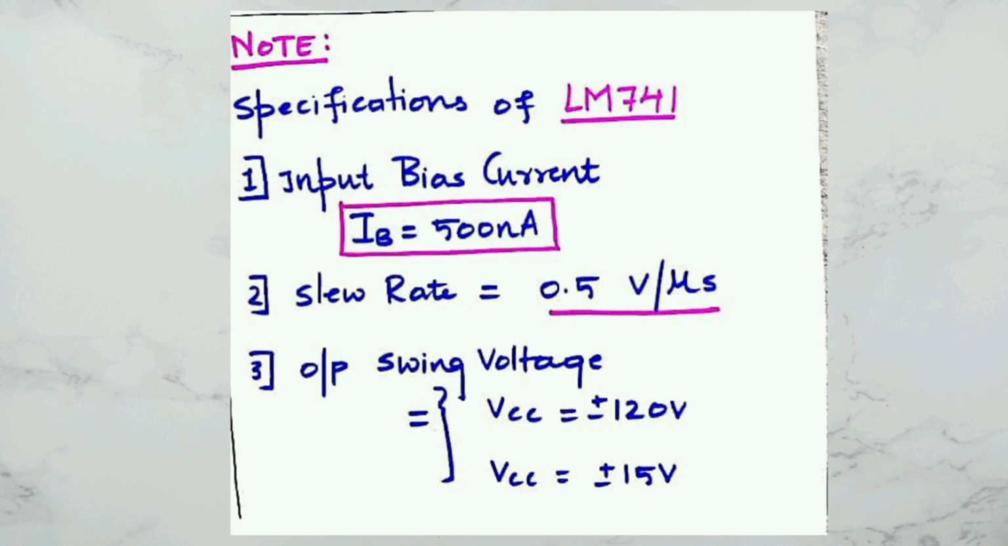Now you can take down a small note, the specifications of IC LM741. Number 1, input bias current. Your IB will be equal to 500 nanoampere. Number 2, slew rate. Your slew rate will be equal to 0.5 volt per microsecond. Number 3, output swing voltage. Your VCC or VEE will be varied from plus or minus 15 volt to plus or minus 120 volts.